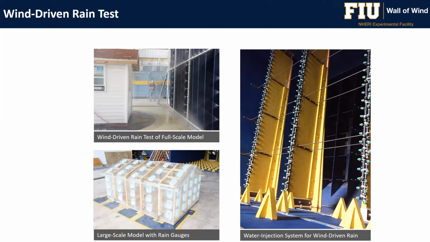Some examples, the wind-driven rain on full-scale models. So this is a one-to-one scale, basically a real small structure in front of the wall of wind. We can do the same thing in smaller models or large-scale models. You can see at the bottom left, a plexiglass model with rain gauges, where we try to quantify the amount of rain that goes into specific areas of the structure. And on the right figure, you can see a close-up of the water injection system and the spraying nozzles.